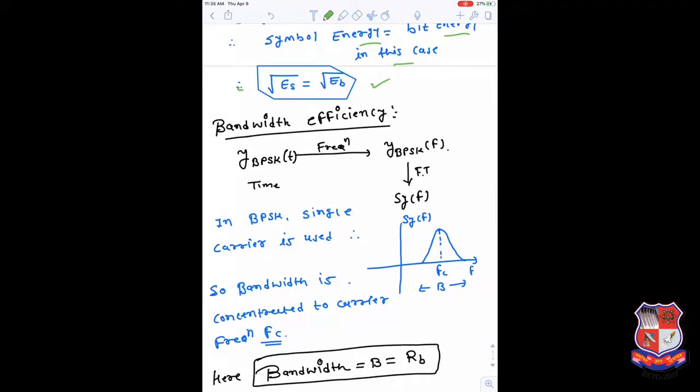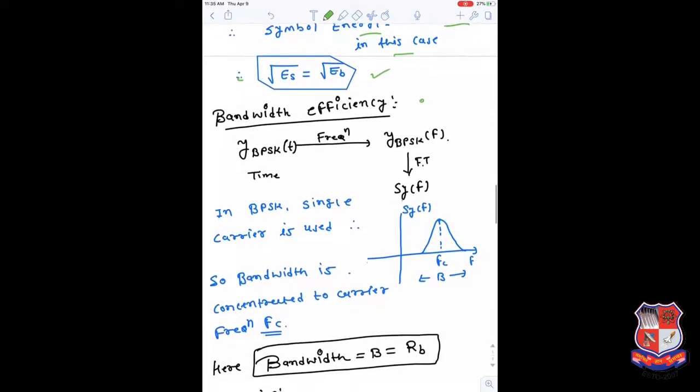Now we come to the next point, the bandwidth efficiency. Bandwidth basically depends on how many frequency components lie in the signal. If we have a signal in the time domain represented as y BPSK of t, we take the Fourier transform of this. So this is not a frequency, this is simply represented as a Fourier transform. We get the signal in the frequency domain as y BPSK of f. And if you find the power spectral density, it is Sy of f.